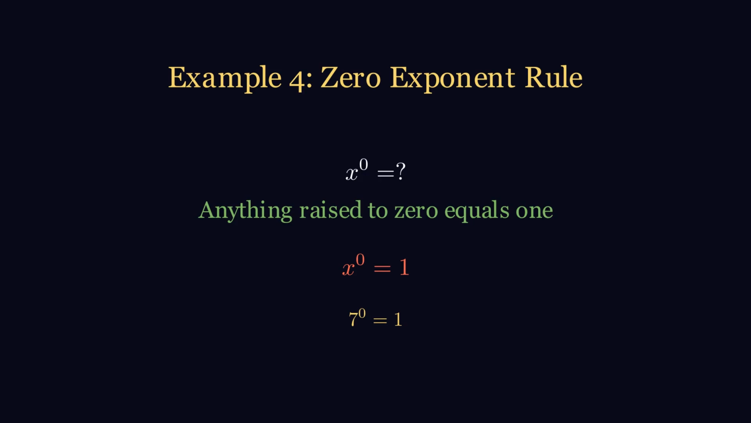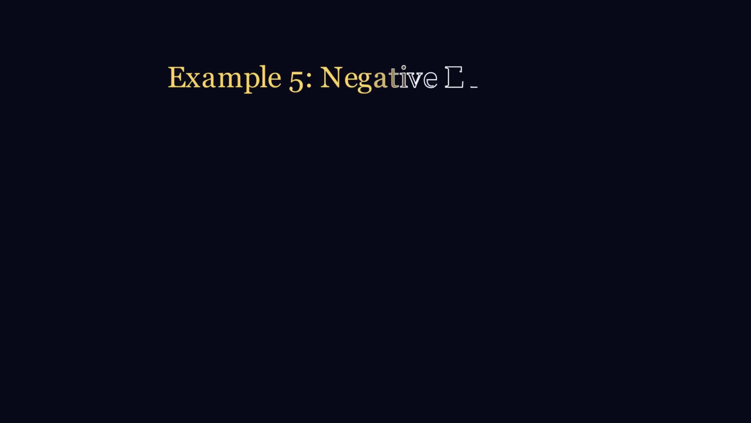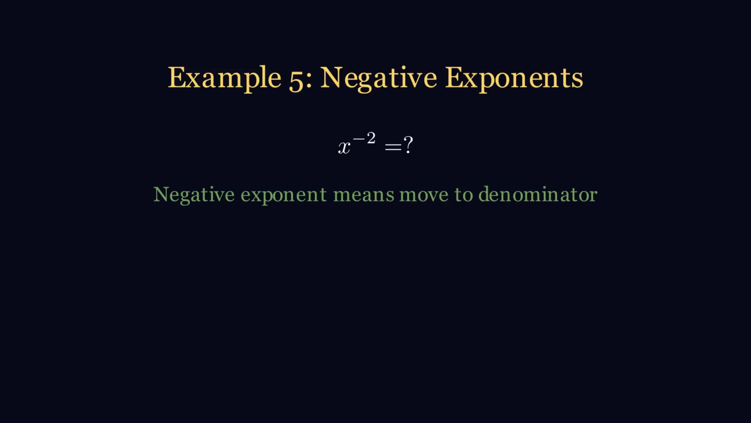Let's tackle negative exponents, which can be tricky for many students. What happens when we have x raised to the negative 2 power? When you encounter a negative exponent, here's what you do. Take the variable and move it to the denominator of a fraction. When you do this, the negative exponent becomes positive. So x to the negative 2 becomes 1 over x to the positive 2, or 1 over x squared.